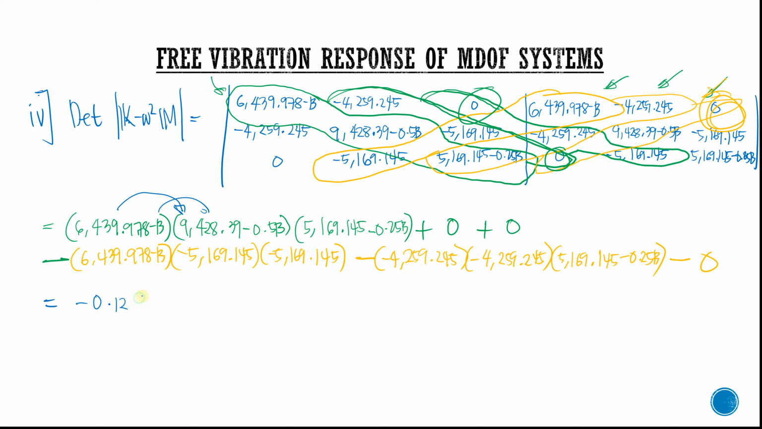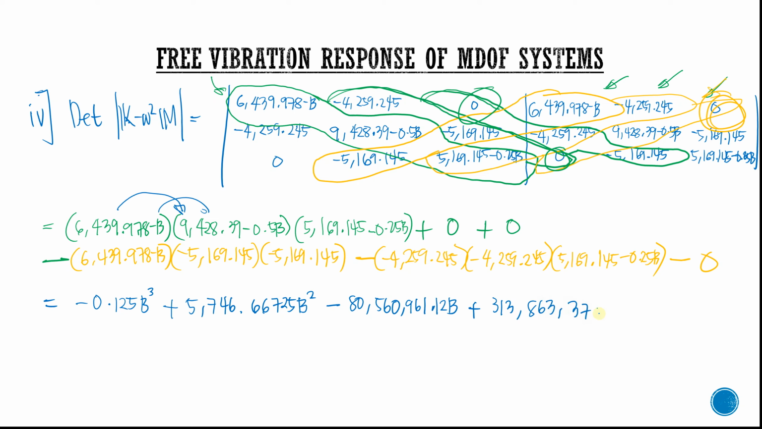So we'll form a cubic equation. If you continue the calculation, you will arrive with this one: negative 0.125 b cubed plus 5,746.66725 b squared minus 80,560,961.12 b plus 313 billion 863,372,600 is equal to 0.